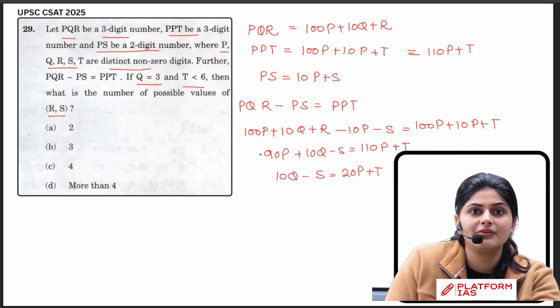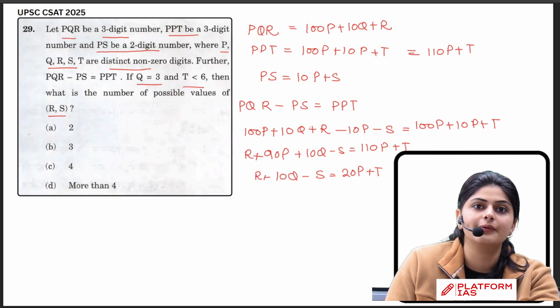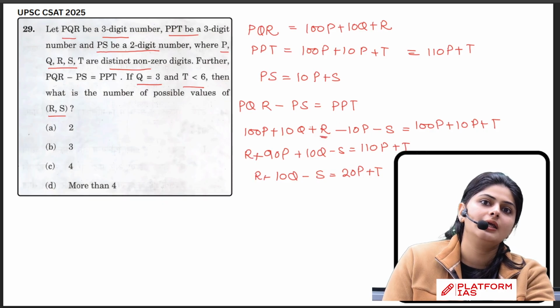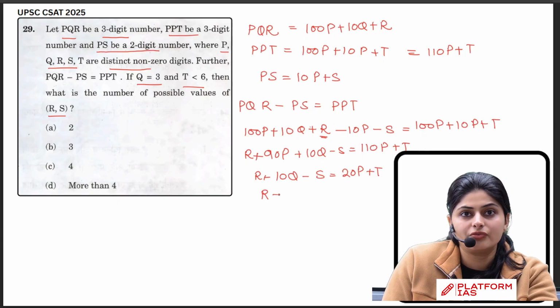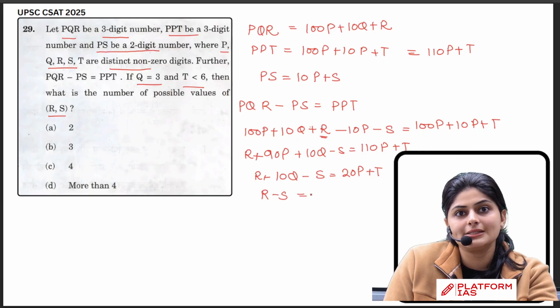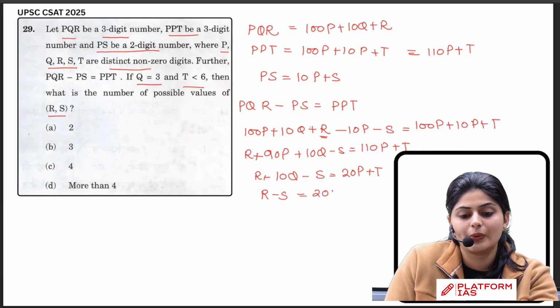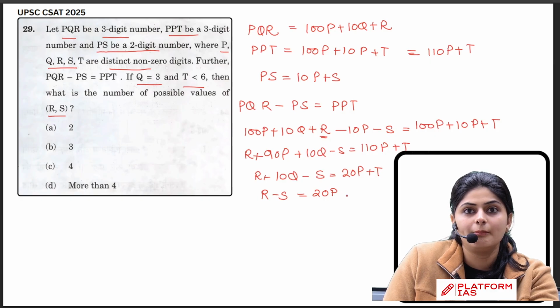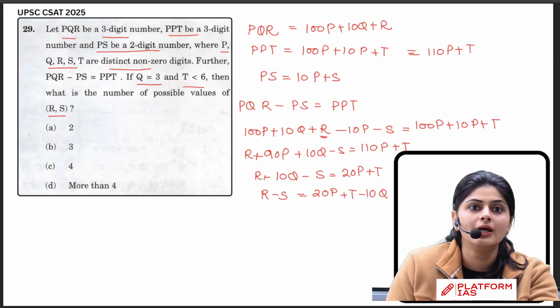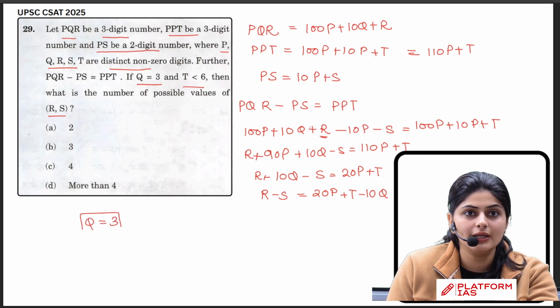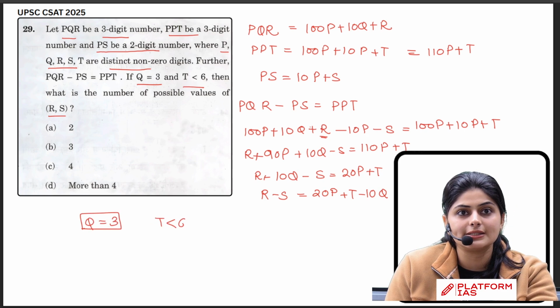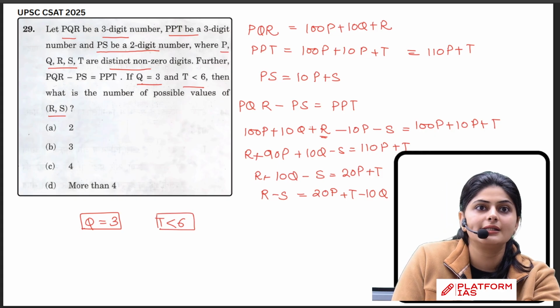And we have left the R, so I'll write the R here because we had an R here. So on further solving, we get R minus S is equal to 20P plus T minus 10Q. It is given to me that Q is equal to 3 and T is less than or equal to 6. Here it's given in the question.